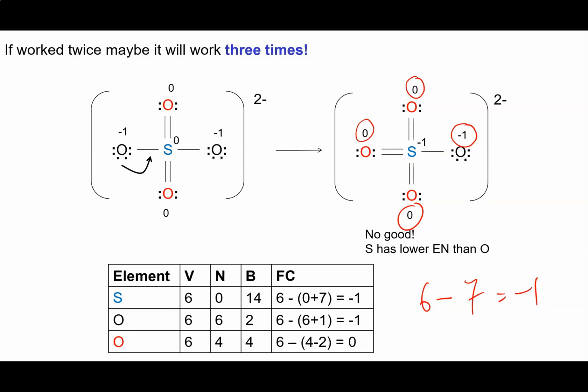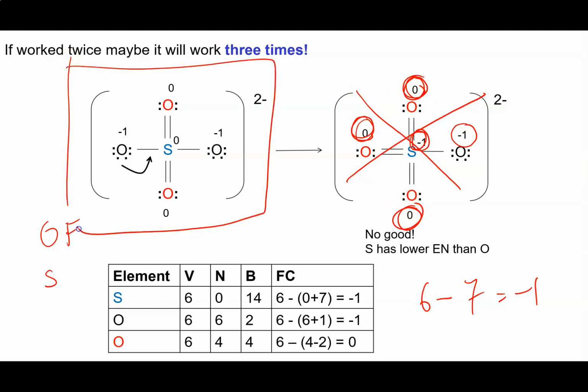Now this is no good because oxygen is right next to fluorine, sulfur is further away. Sulfur has a smaller electronegativity than oxygen, so it should always have the more positive formal charge. It doesn't. Its formal charge is more negative than 3 of my oxygens, so that's a bad structure. So the best one would be that one, where I have 2 single bonds and 2 double bonds, and obviously you could imagine that there are resonance forms where the double bonds move around the structure.